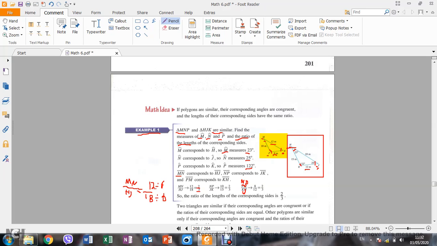Again we should simplify this one. 8 divided by which number, and at the same time 12 divided by that number? 4. 8 divided by 4 is 2, and 12 divided by 4 is 3. So this ratio equals this one. All the ratios must be the same. If they are not the same, it means you have no corresponding sides, but when they are the same, it means we have corresponding sides. So the last one, PM.